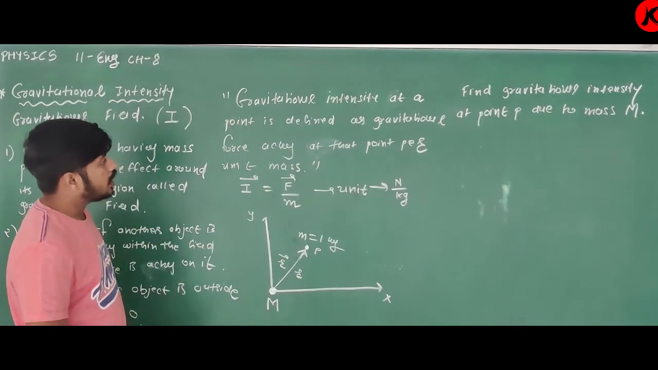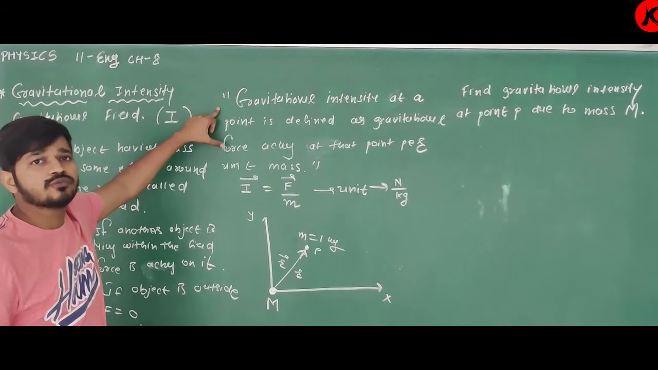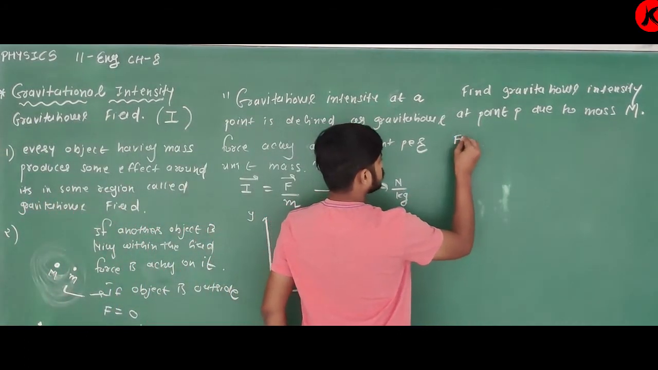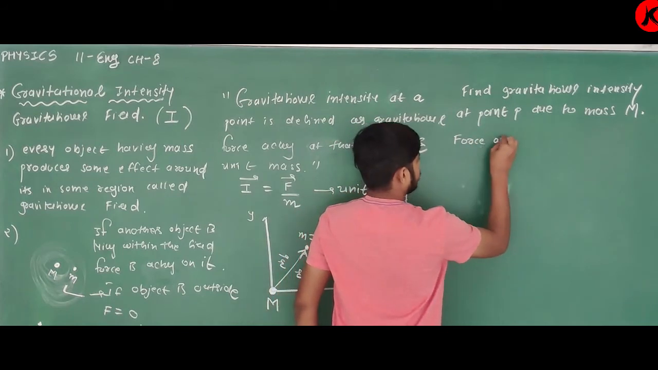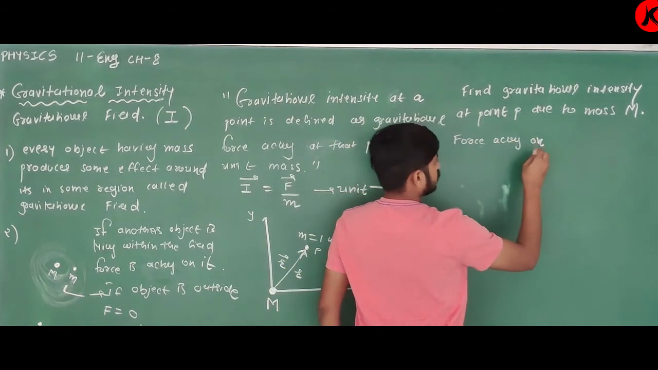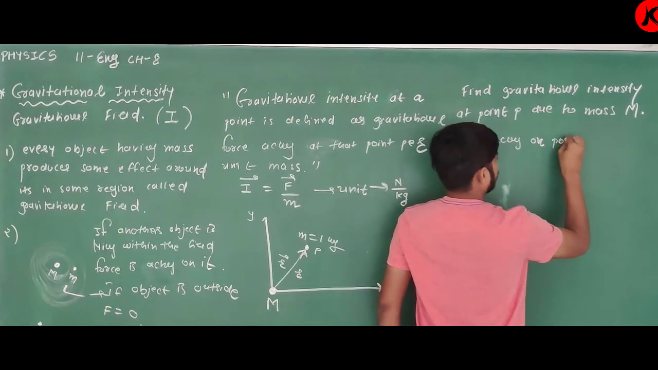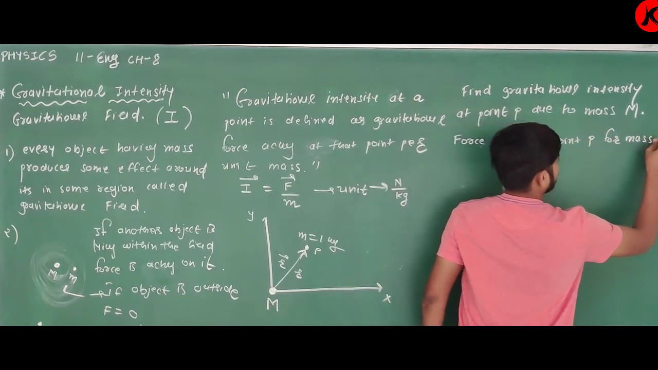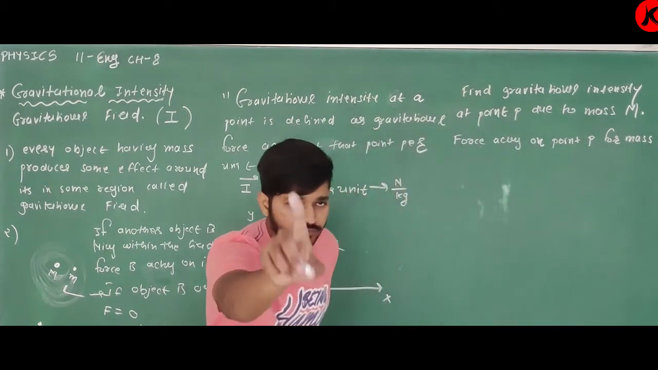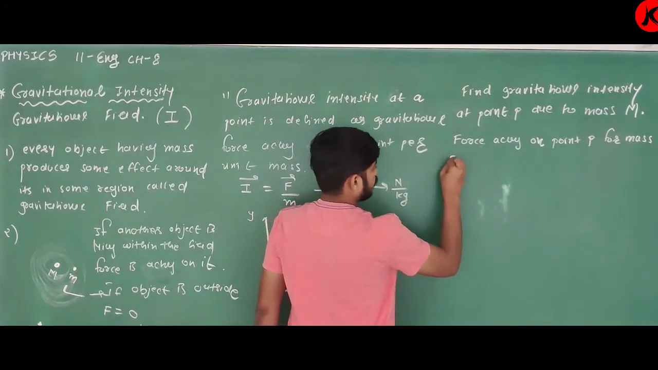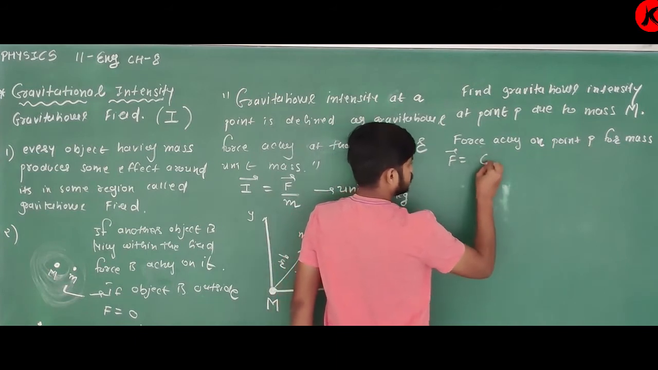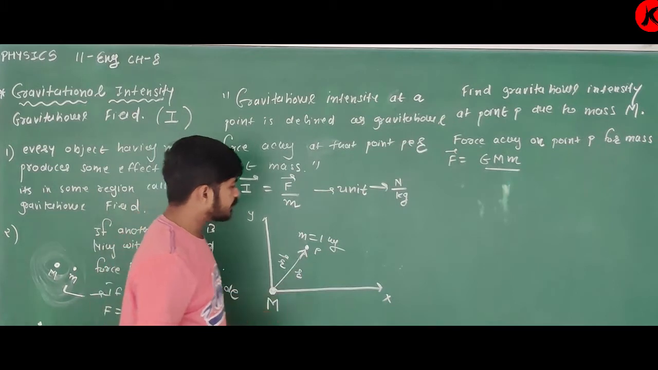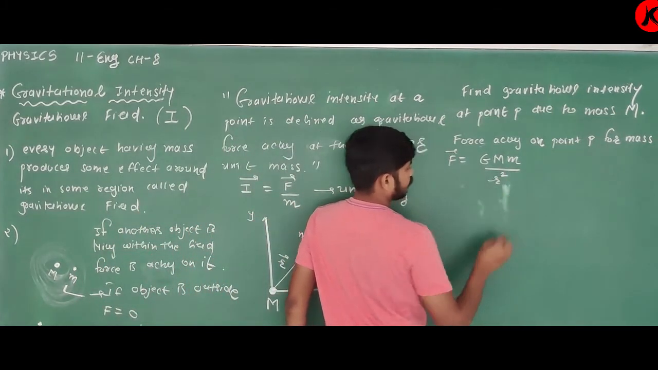So how to find it? What is the equation of force? The force acting on point P for mass m. First of all, I am writing the equation for mass m. It is F is equal to G M m upon, what is the distance between them? It is r square.